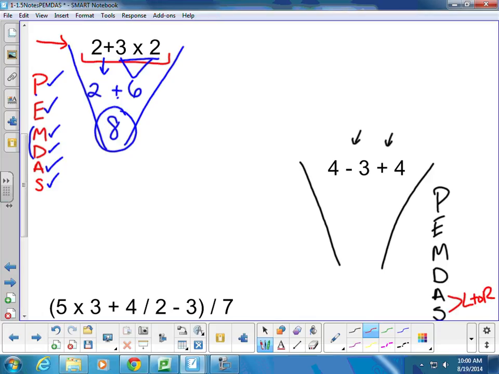So I'm actually just going to work just like I read, left to right, and I'm going to simplify that way. 4 minus 3 I know is 1, and then I rewrite the rest of what I have. Notice making it smaller every time. And then I have my last step, 1 plus 4 is 5. Notice I went from 3 numbers to just 1 number, so I simplified.